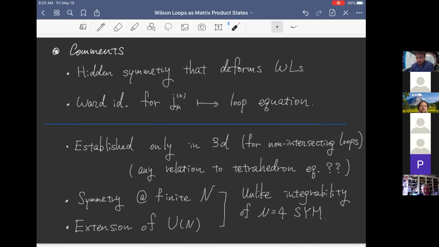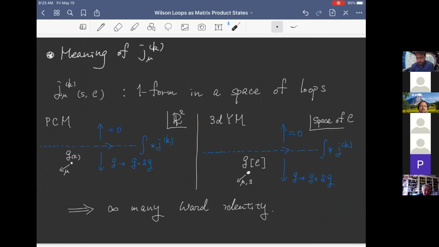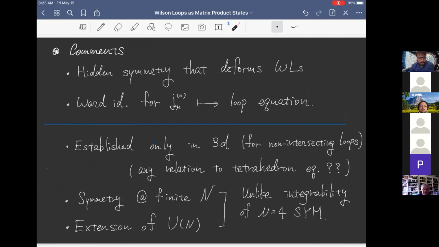But before discussing this point, let me make a comment that this infinite Ward identity implies some hidden symmetry that deforms the Wilson loops or loop functionals. In particular, the Ward identity for the first one is basically equivalent to the loop equation. But there are also problems. First of all, this is established only in 3 dimensions. In particular, he mainly talked about non-intersecting loops. But technically, it's important that you have a co-dimension 1 object. So I don't know if there is any relation, but I just wrote it for curiosity.